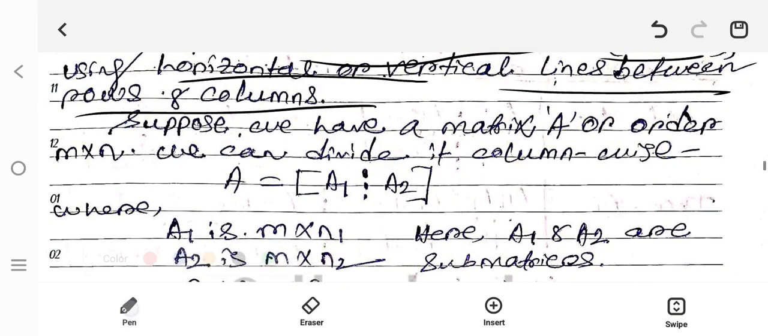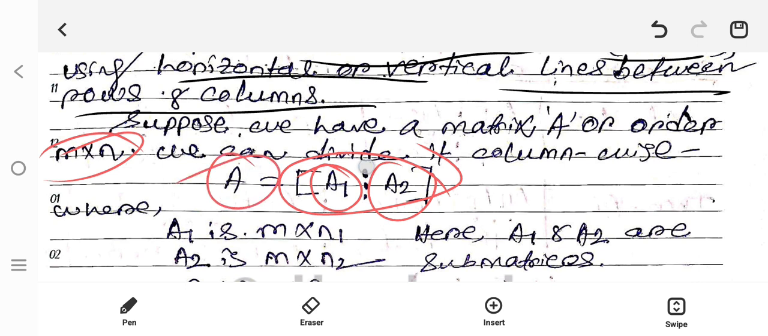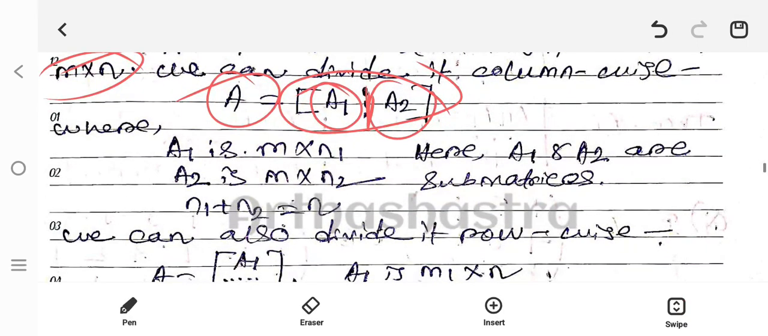So suppose we have a matrix A of order m by n, then we can divide our original matrix column-wise like this, A1 and A2. So here we divide our original matrix into two blocks, A1 and A2, along the column, where A1 is of order m by n1 and A2 is of order m by n2, where n1 plus n2 is the number of columns of the original matrix.